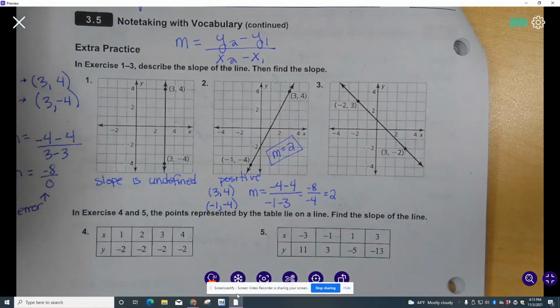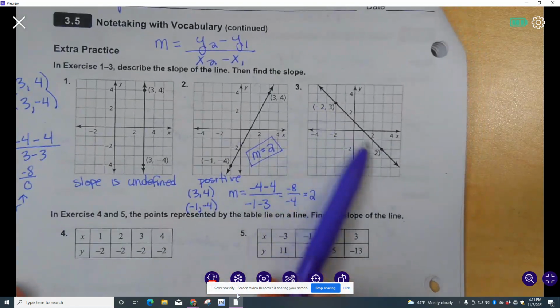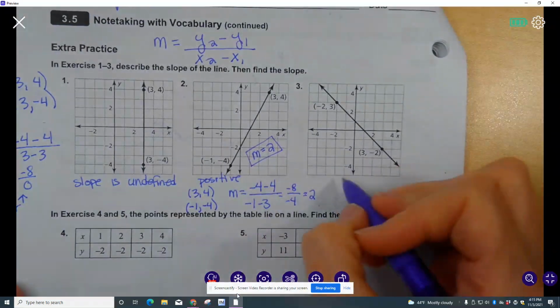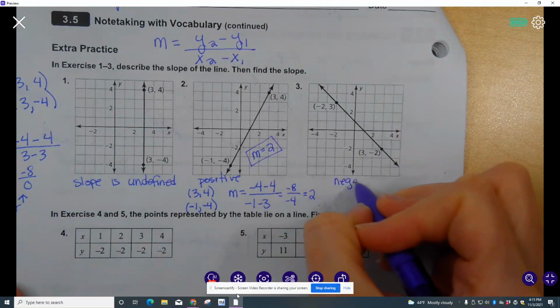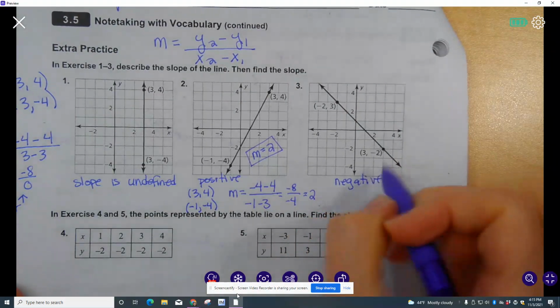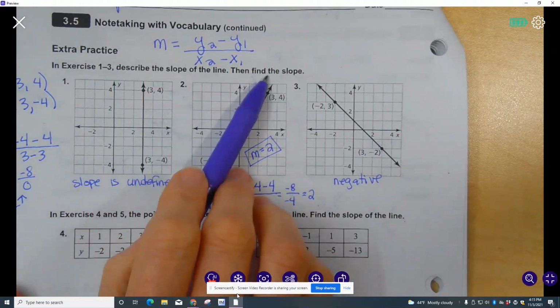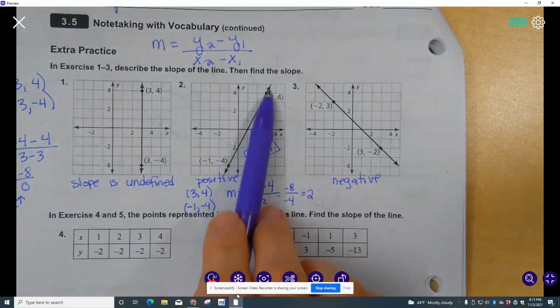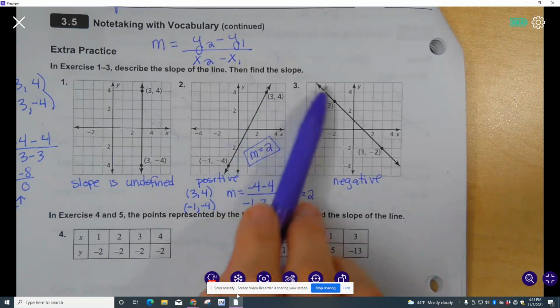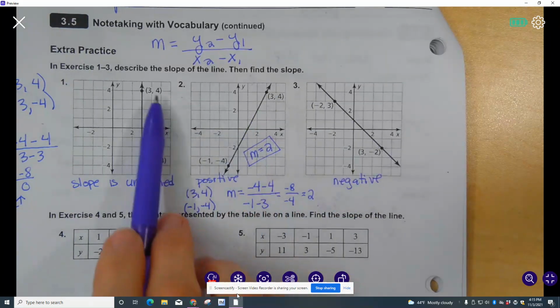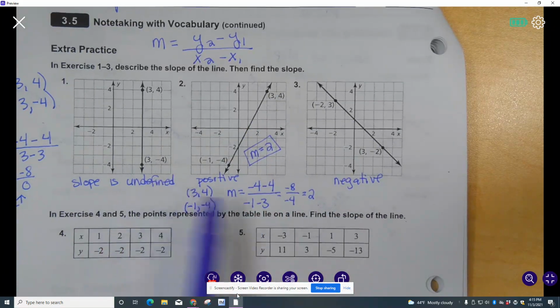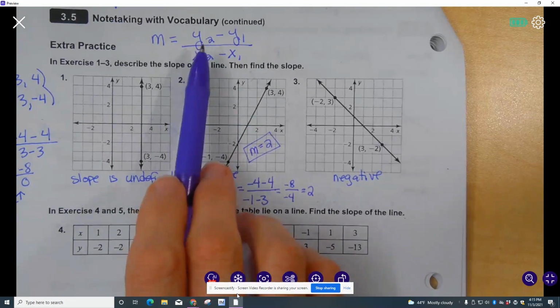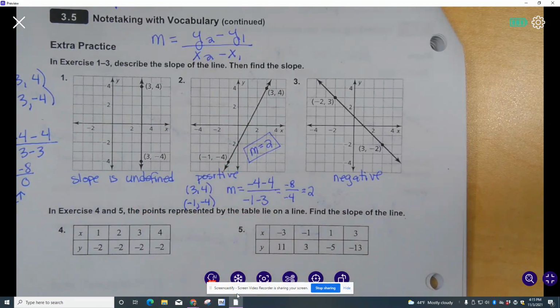All right, let's try the next one. First thing we want to notice is this has a negative slope. So there were directions in here that told us describe the slope, then find it. So we need to do two things. So this is my description: positive, puff, puff, positive, nice, nice, negative, undefined. And then to find the slope, I'm using my slope formula.